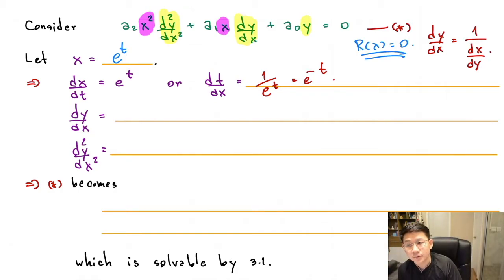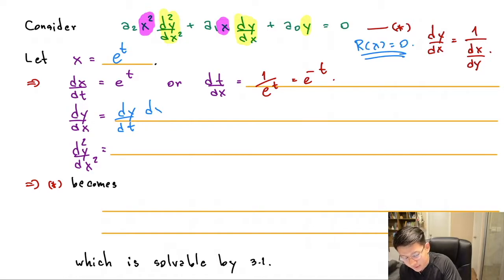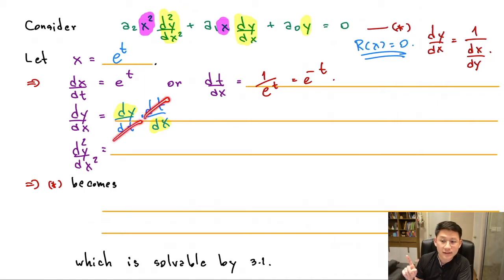And what is dy by dx? We need to apply the chain rule. Dy by dx is dy by dt times dt by dx. Sorry, my bad. That way we recover dy by dx. It looks like the dt are cancelled out, but it isn't like that.